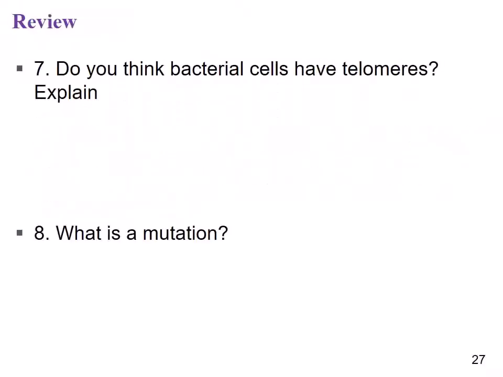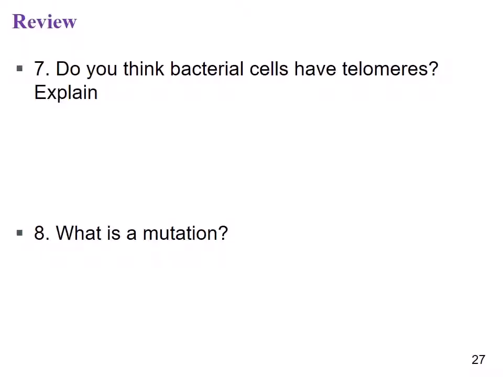So do you think bacterial cells have telomeres? They don't. Why not? What's the shape of most bacterial chromosomes? They're circular. What's a telomere? It's a region on the end of a chromosome that has repeat sequences. Does a circle have an end? No, it does not. So bacterial cells would not have telomeres.